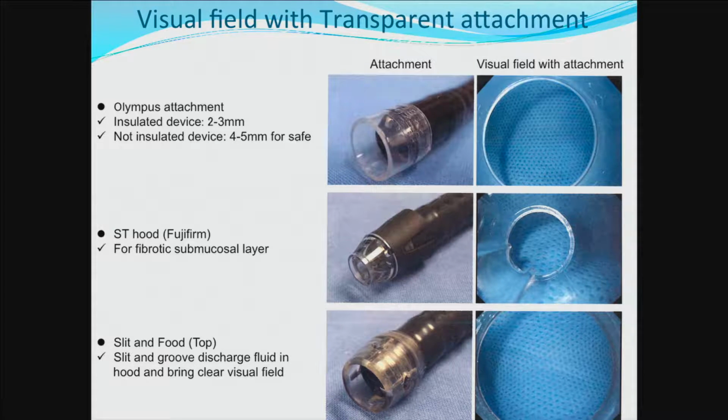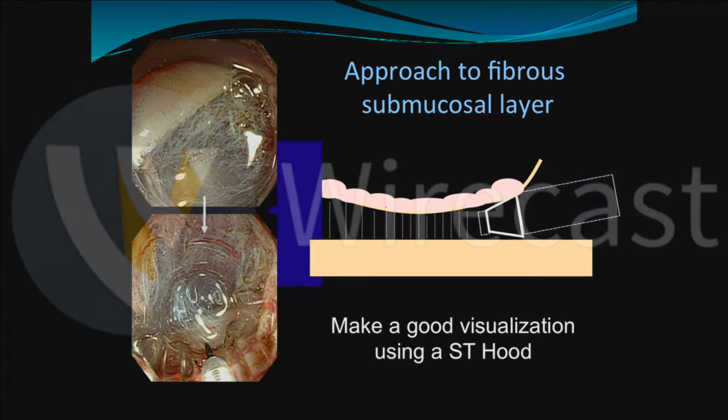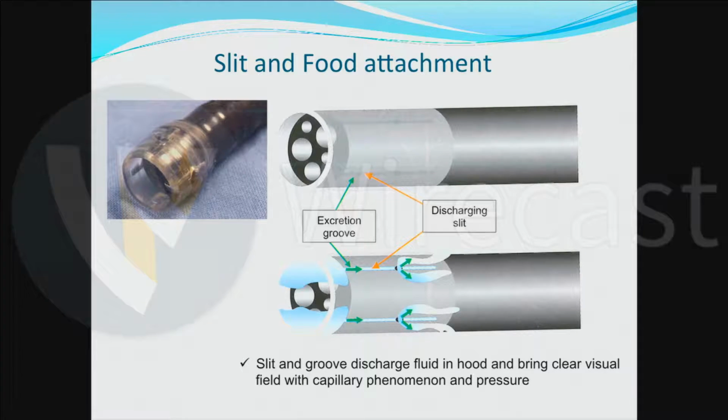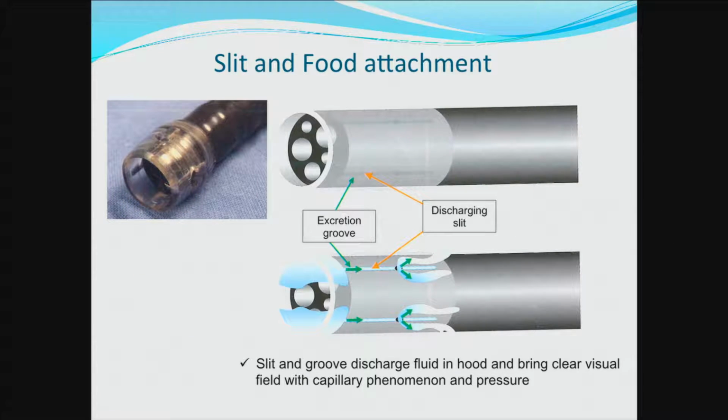Slit and hood, ST hood, from Top Corporation is useful because the slit and groove discharge fluid in the hood and bring a clear visual field. And this is a schema of the approach to a fibrous submucosal layer with the ST hood. The ST hood enables good visualization in the approach to a fibrous submucosal layer. As for the slit and hood attachment, the slit and groove discharge fluid from the hood in this manner and bring a clear visual field with capillary phenomenon and pressure.